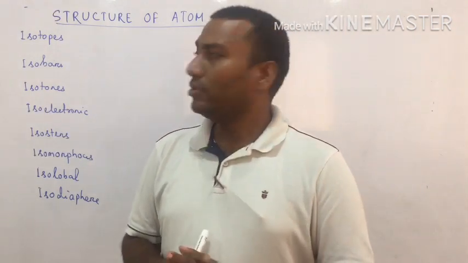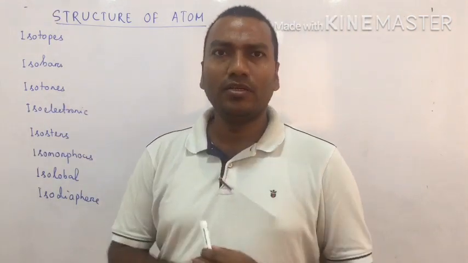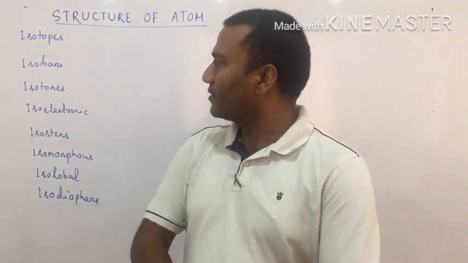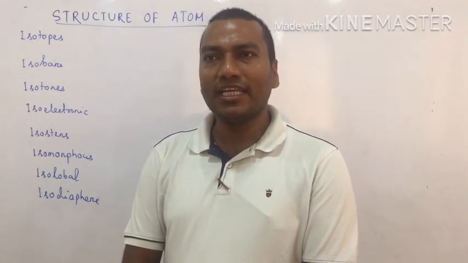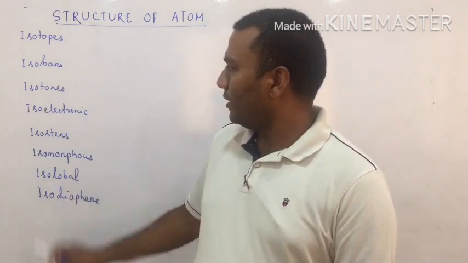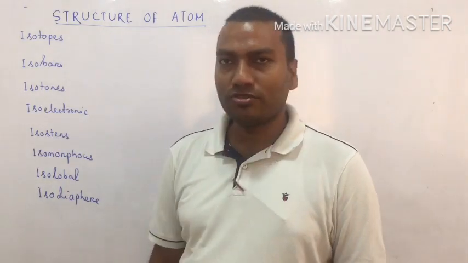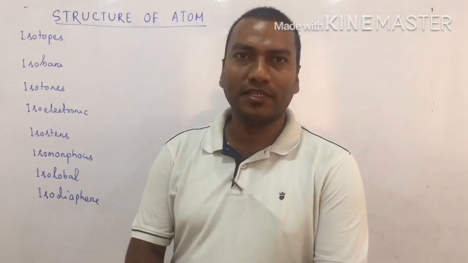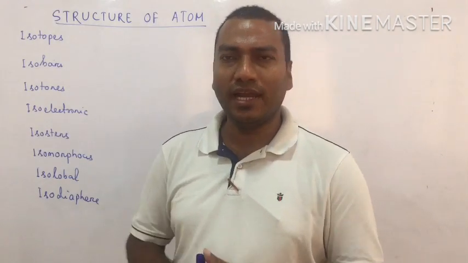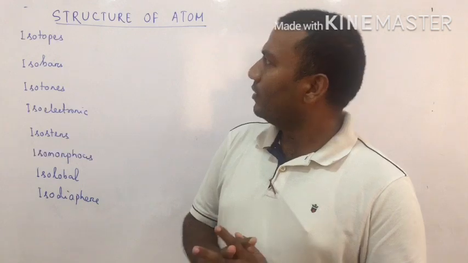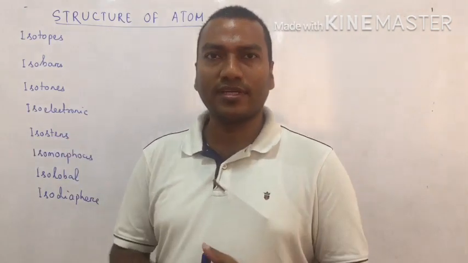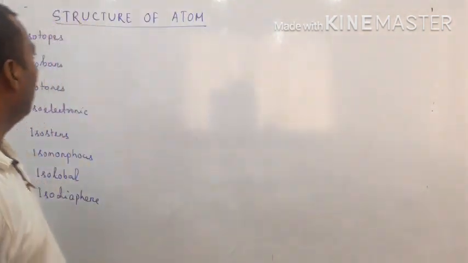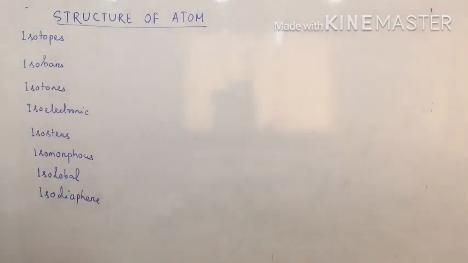So first we will read the meaning of isotopes, isobars, isotones, isoelectronic, then isosters, isomorphous, isolobal and isodiaphragm. Because these are short questions, and in the NEET exam these questions also come. Clear? So first, what is the meaning of isotopes?